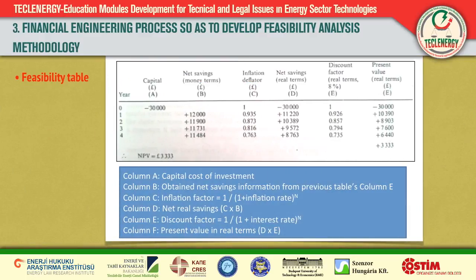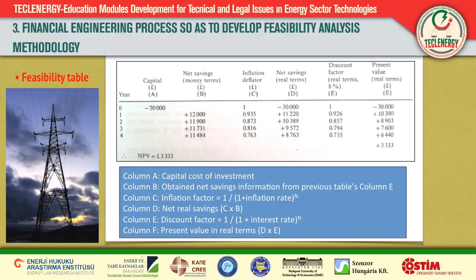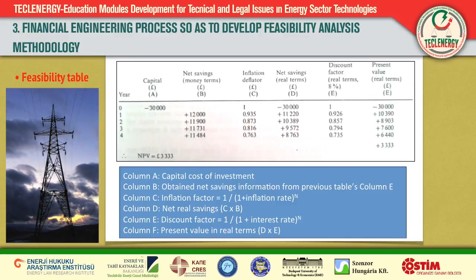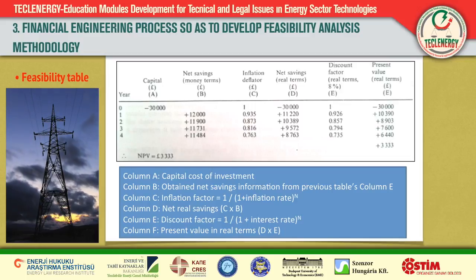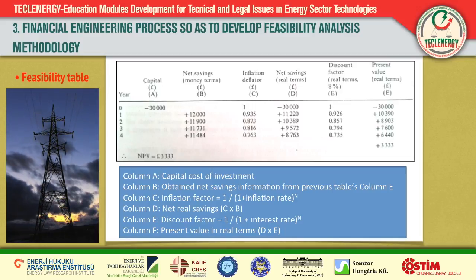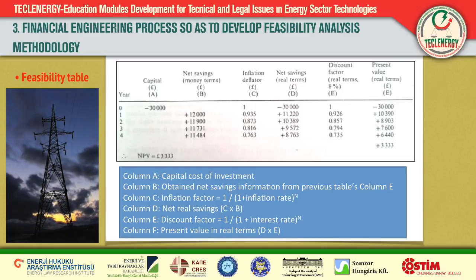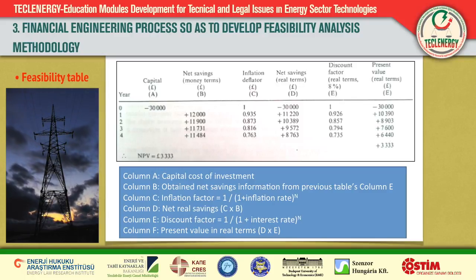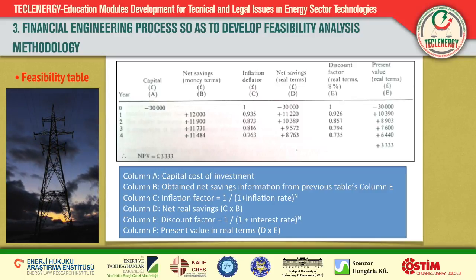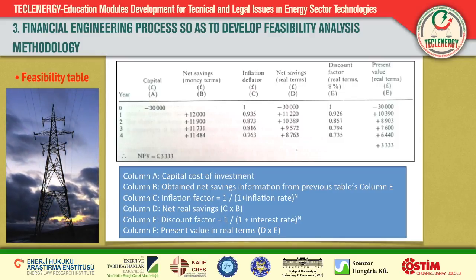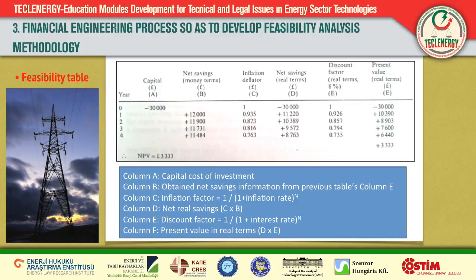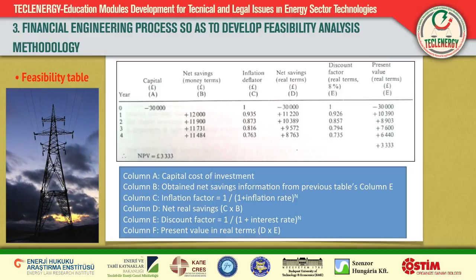Feasibility table. To make a developed feasibility analysis, now it would be meaningful to go through a sample. As example, a company thinks to invest in new energy technology that costs £30,000. More, it's estimated that the technology would provide a £30,000 annual saving for the first year. Then this value would escalate by 5% for each year and the project life would be 4 years. Information about variable costs and financial factors are as shown in the slide.